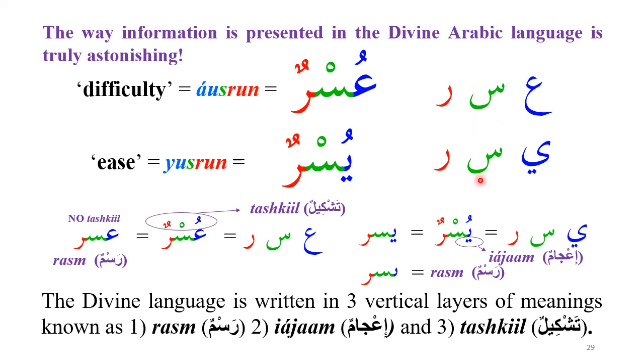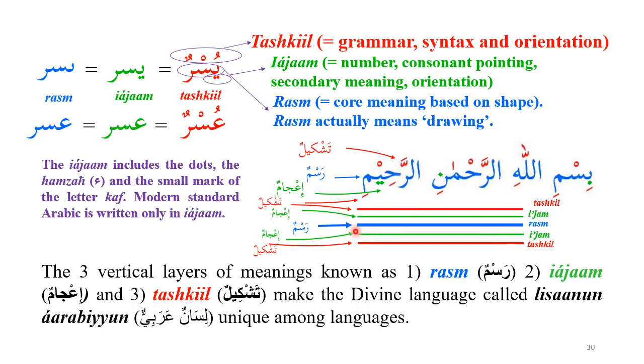The first layer is known as rasam, and this is where I get the idea that it's a drawing. So see, this rasam is like this without any dots and the tashkil. The tashkil is the fatha, kasra, damma, these things, and the dots are called ijam. This is the second layer. So you have this rasam, which is the basic or core meaning, and then ijam adds secondary meaning to it, and then tashkil carries basically the grammar and the syntax.